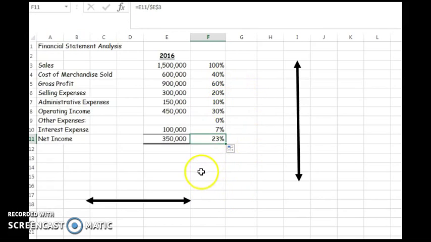Now this is meaningful, but it would be even more meaningful to take it and compare it to last year, and to take it and compare it to others in my same industry. This allows me to compare different sized businesses to myself to see how I'm doing.